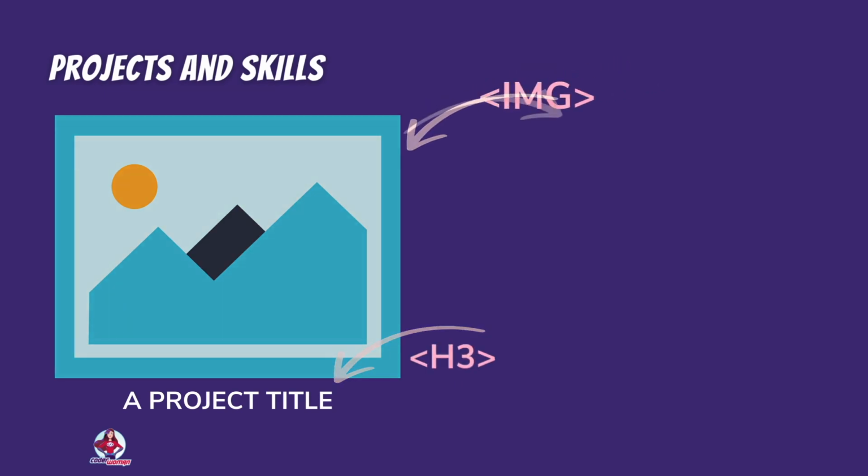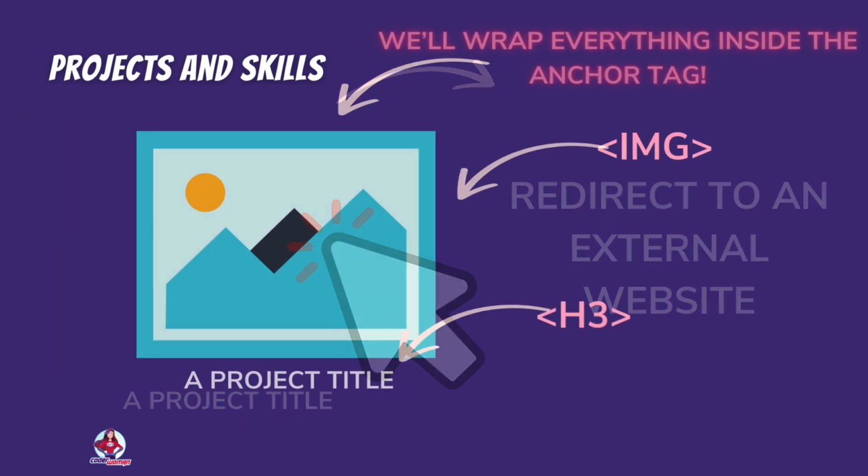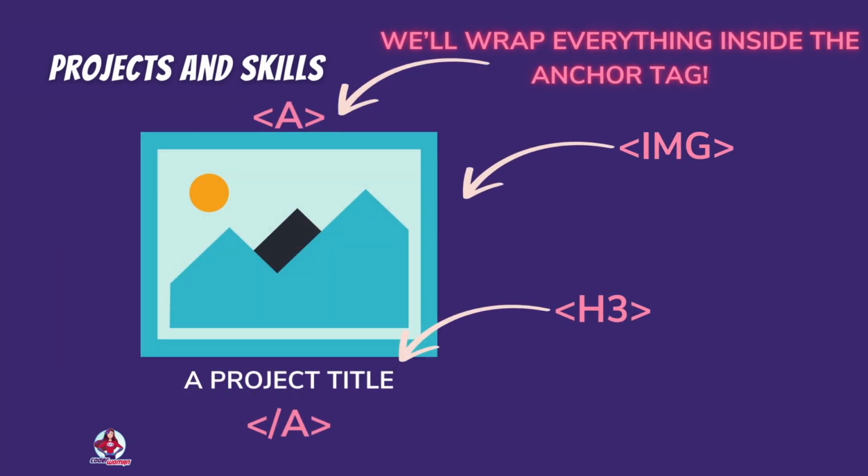Moreover, when a user clicks on a project card, we want to redirect them to an external website, like the project's GitHub repository. Although these are theoretical projects, we'll just use GitHub's homepage. So, we will wrap everything inside an anchor tag. That's right, anchor tags can contain more than just text or a single image. This time, we will insert both the image and text within the anchor tag, making the entire project card clickable. So, we have a plan for a single project card.